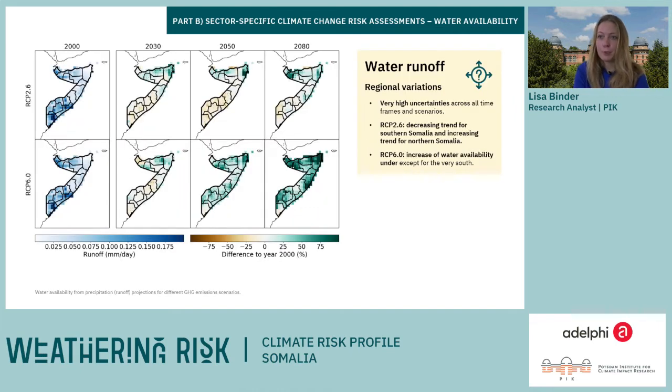This map shows you future water availability from precipitation, or in other words, the runoff rate. And as you can see here, this strongly varies depending on the region and the scenario, and is also highly uncertain. But overall, we can say that we will see a decreasing trend for southern Somalia and an increasing trend for northern Somalia under RCP 2.6, and a general increase in water availability under RCP 6 in the long run. But the very south will instead see a decrease. However, model agreement for most regions is very low, and we need to consider these uncertainties when taking policy decisions.